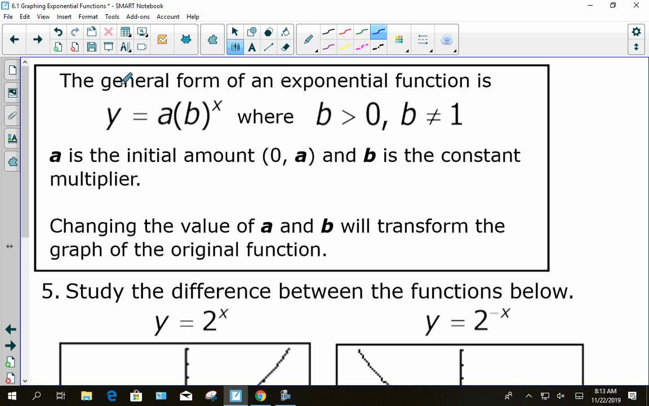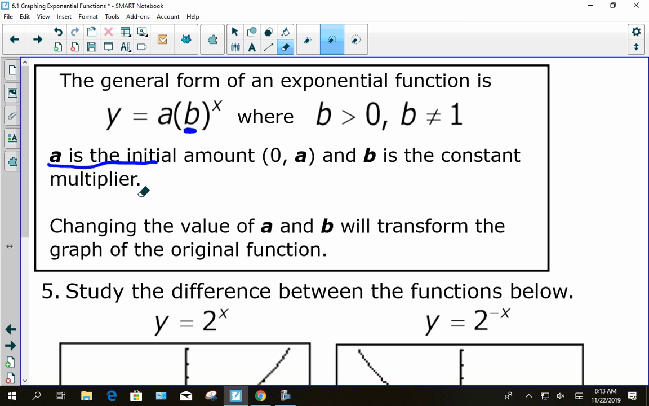So the general form of an exponential function is what you just saw: a times b to the x power. B is bigger than 0. B is not equal to 1. All right? So this number is bigger than 0, not equal to 1. Okay, whatever. A is the initial amount. That's important. A is your initial amount.